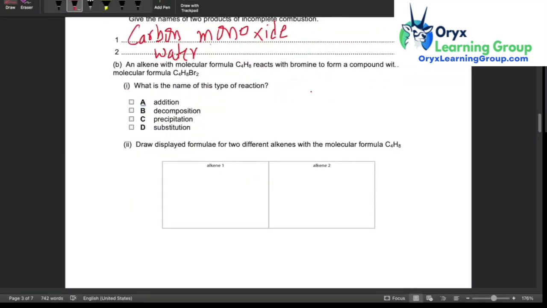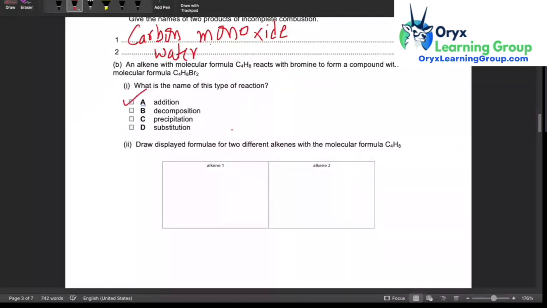It says an alkene with molecular formula C4H8 reacts with bromine to form a compound with the formula shown. What is the name of this type of reaction? What is the answer for this one? Addition. Correct. Alkenes undergo addition reactions. Alkanes undergo substitution reactions, whereas alkenes undergo addition reactions. So the answer will be addition reaction.